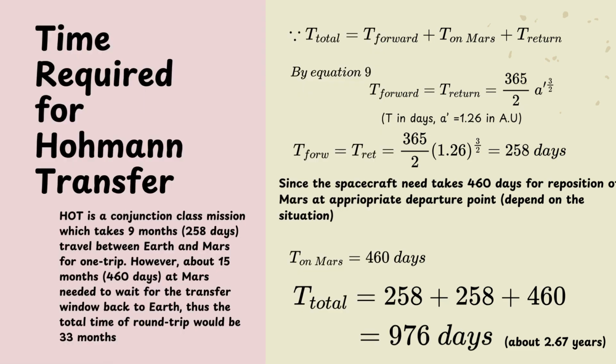Three components are taken into consideration when we discuss the time required for Hohmann transfer, which are the time needed to and back, and also the time on Mars. From equation 9, the time for the forward and return journey are the same, that is 258 days. For repositioning purposes, it takes 460 days. Hence, a total of 976 days are needed for the whole journey, which is around 2.67 years.